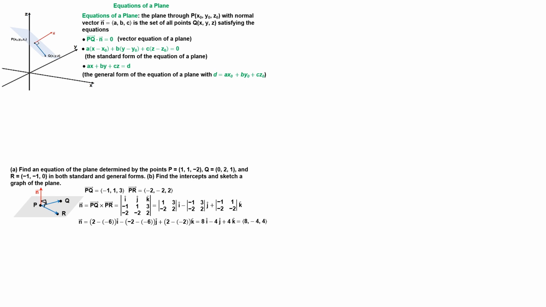We can use this normal vector together with the coordinates of any one of the three given points to write the equation of the plane. Using point P leads to the equation of the plane in standard form. By regrouping terms, the general form is given as follows.